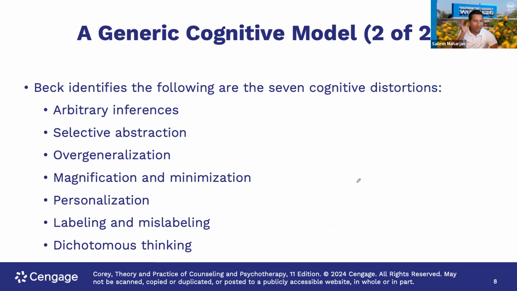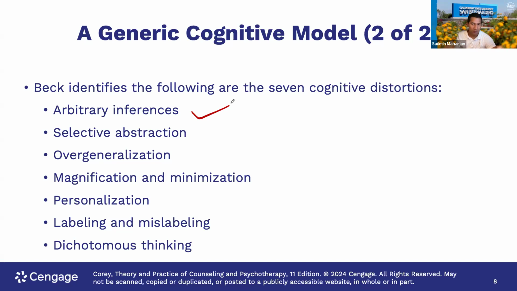Now, Beck identified seven specific cognitive distortions, systematic errors in thinking that create and maintain psychological distress. These are worth knowing in detail because you'll recognize them immediately in clients and probably in yourself as well. The first one is arbitrary inference, drawing a conclusion without sufficient supporting evidence. A client whose friend didn't call back concludes she doesn't like me anymore, without any evidence. That happens all the time, right?